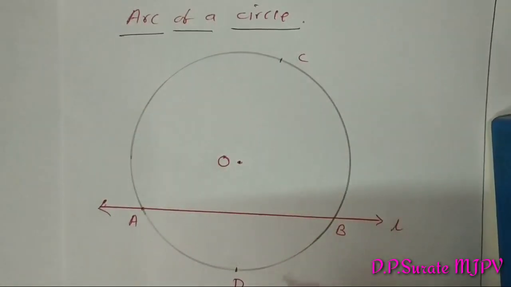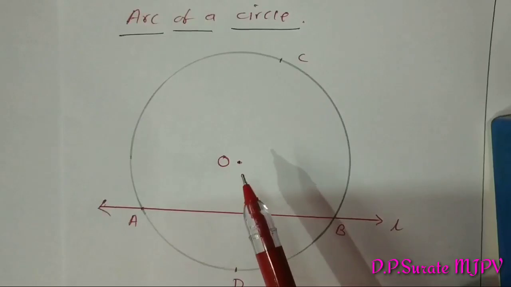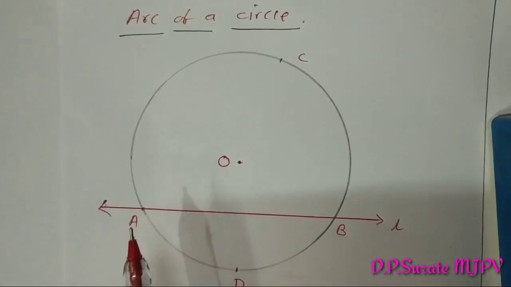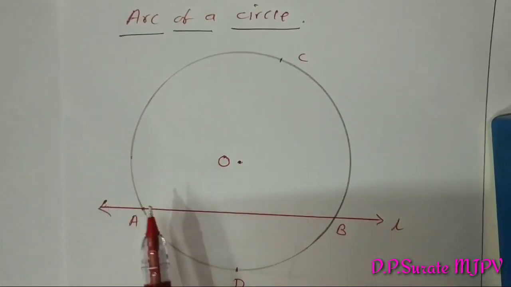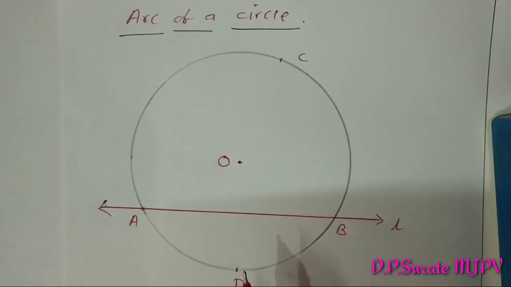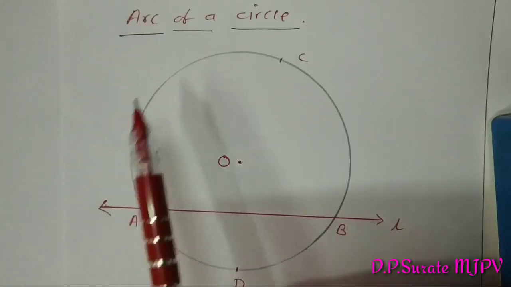Arc of a circle. Here O is the center of a circle. Line L is a secant of the circle intersecting the circle at points A and B. C and D are points on the circle. Now here, due to this line L, the circle is divided into two parts.